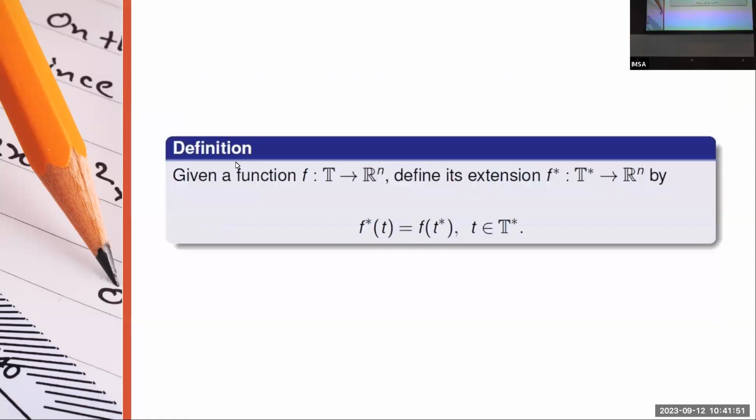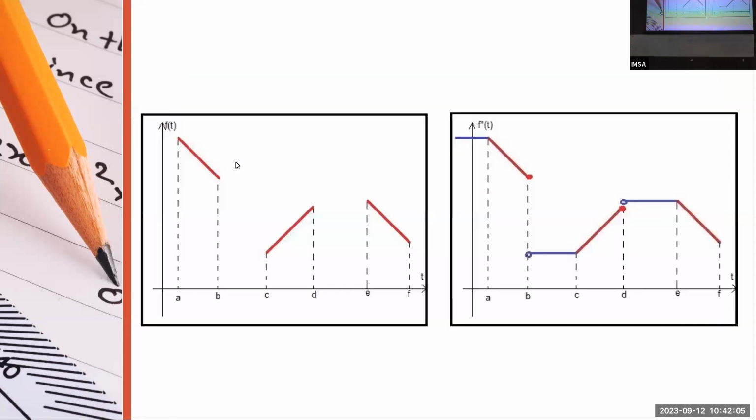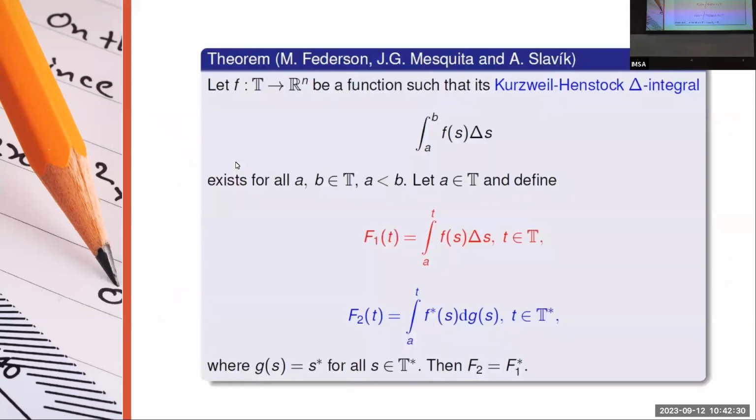Here we also need to define the extension of the function. We have a function that's defined on the time scale, and we can define the extension of the function by using the extension of the time scale. Here is the function that's defined on the time scale, and using the definition, we can cover all these holes which appear. It's important because we would like to relate something that's defined on the time scale with something defined on the real line. So you need to cover these holes in order to have this relation between both. Then here is the relation.